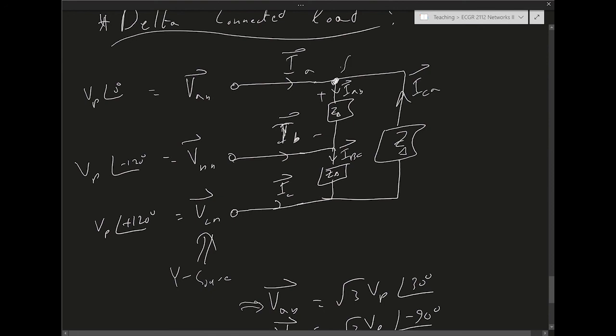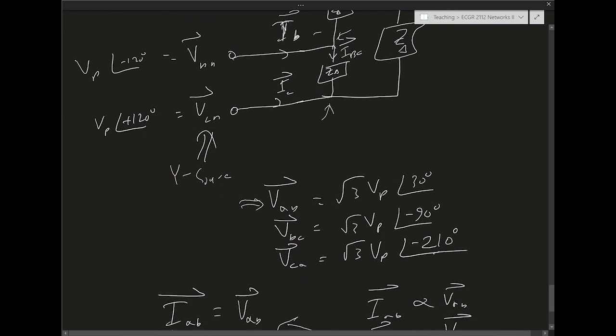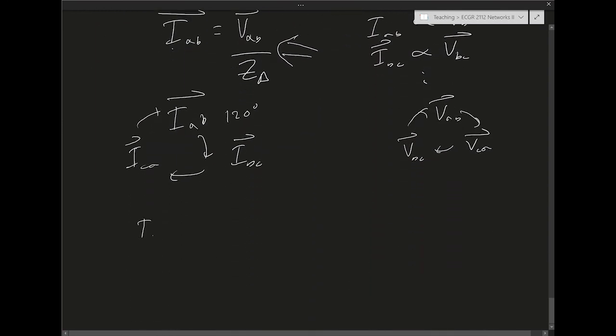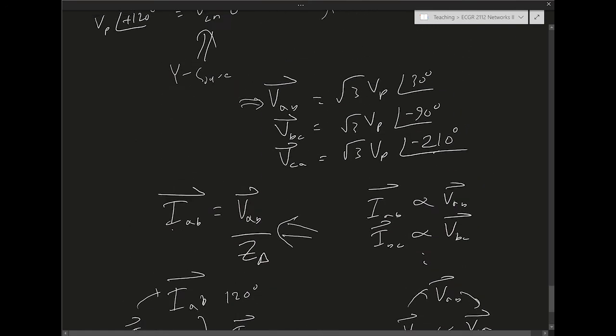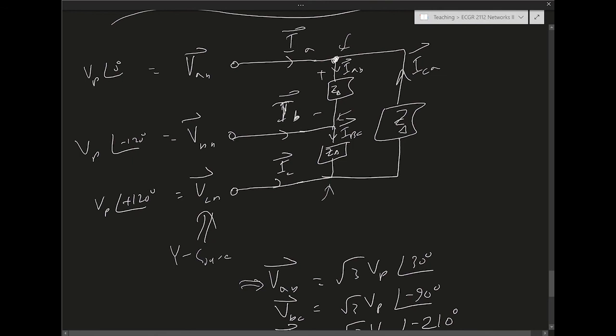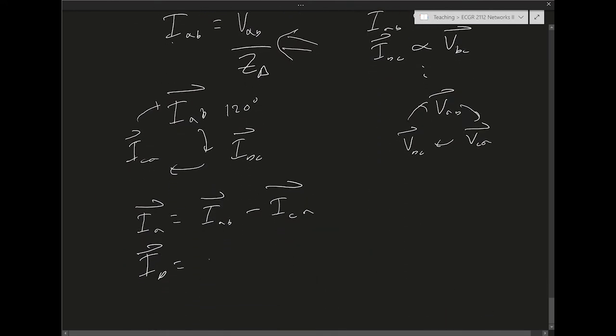So we just apply KCL on those nodes and we get the line currents. So in this case, IA equals IAB minus ICA, right? IB equals IBC minus IAB. So this is IBC minus IAB.